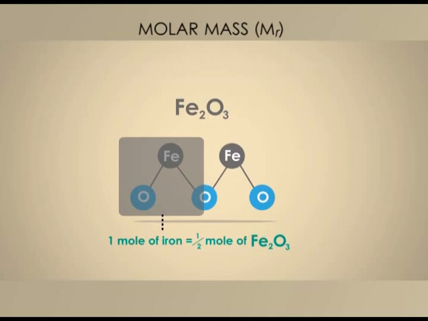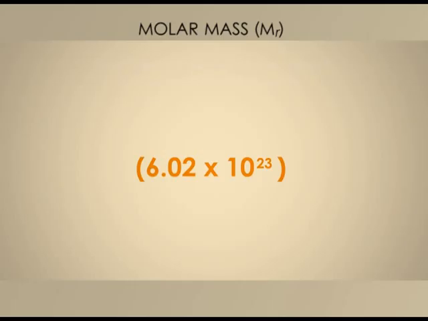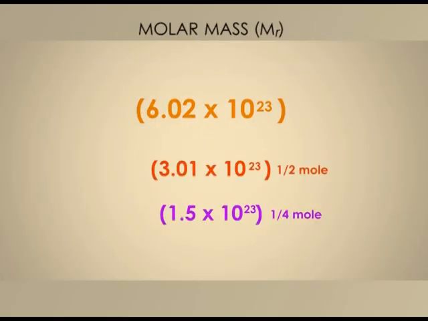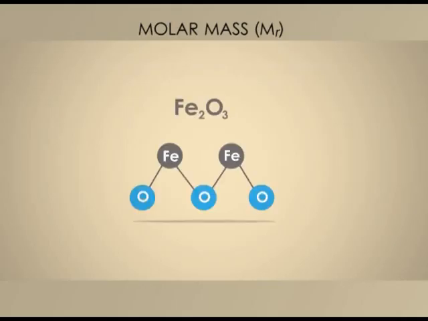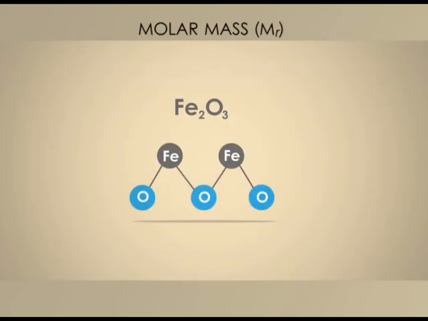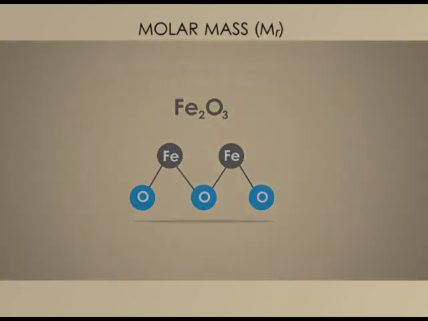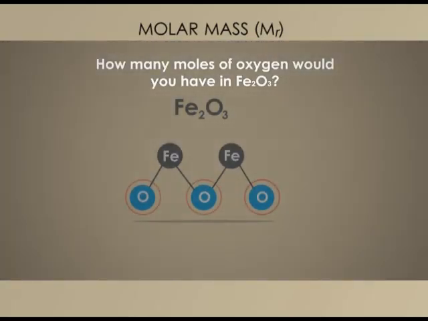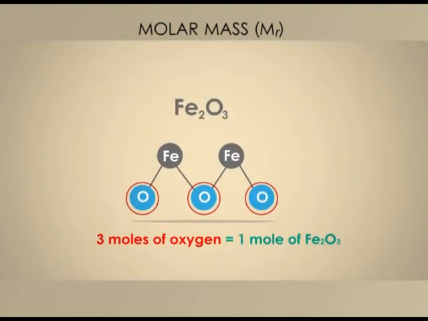You can have half a mole of anything or even a quarter, because a mole is really a very big number. This number can be broken down into smaller numbers, so it's okay to have fractions of moles. You can also double them to say that for 2 moles of iron, you have 1 mole of the compound. This is okay too, because the numbers are relative. How about oxygen? How many moles would you have? The answer is 3 moles for every mole of iron 3 oxide.